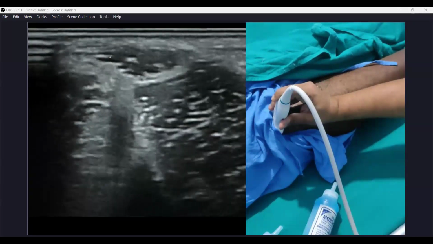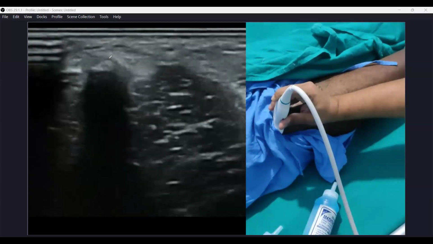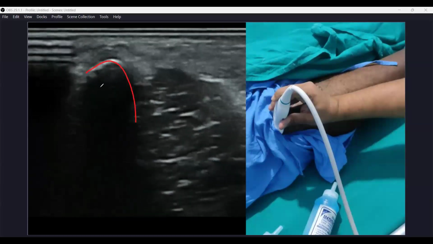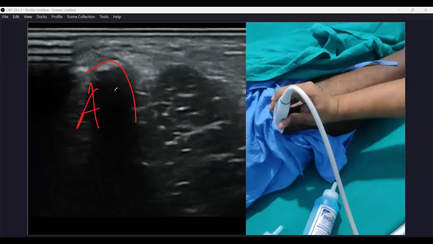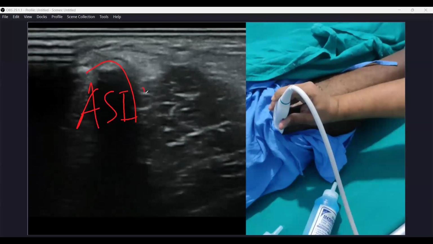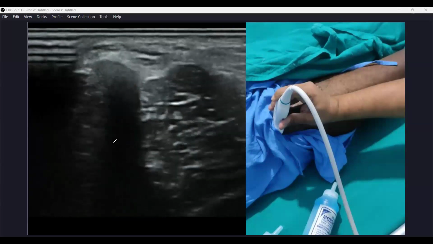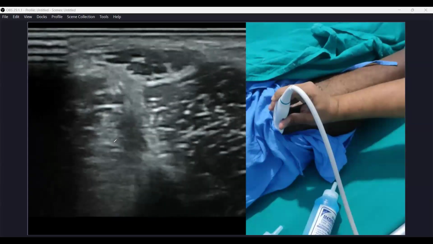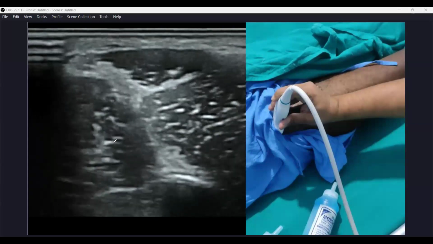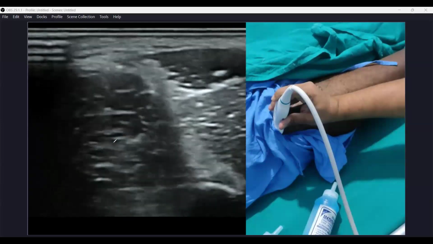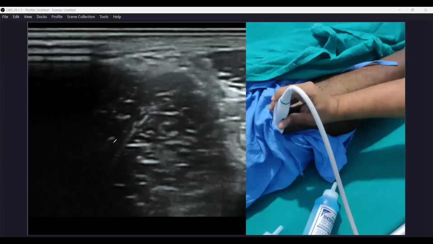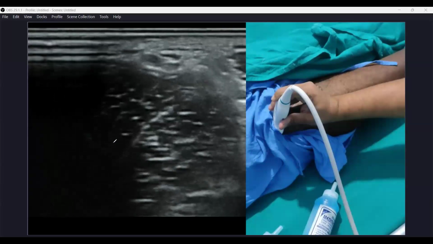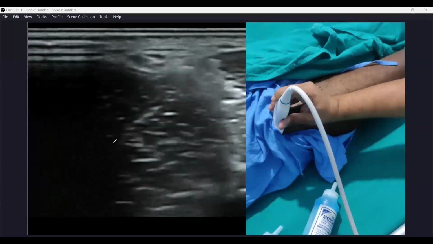As I am moving up, just try to follow the sartorius. Now it is again attaching to a bone. So what is this bone? Anterior superior spine. That is the best part, because we have learned the anatomy so well today that now you are able to tell these structures. Now, if I go laterally, what is this muscle? Tensor fascia lata. Yes, fine.